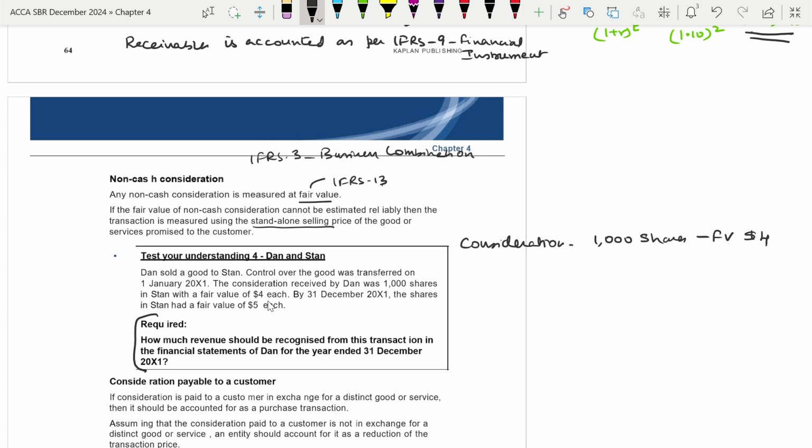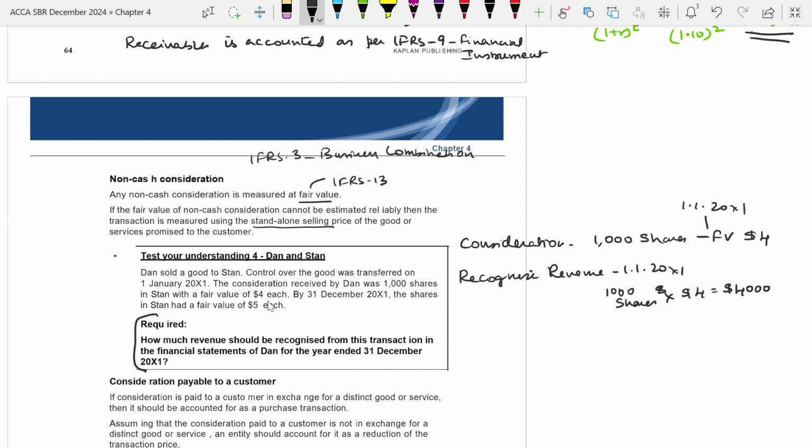What is the date they have mentioned? This is happening on 1st of January 2001. Now, how much do we have to recognize? We have to recognize revenue as on 1-1-2001. How much as per the fair value? 1,000 shares times $4 comes to $4,000.